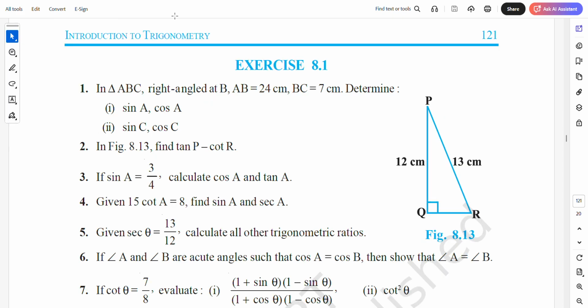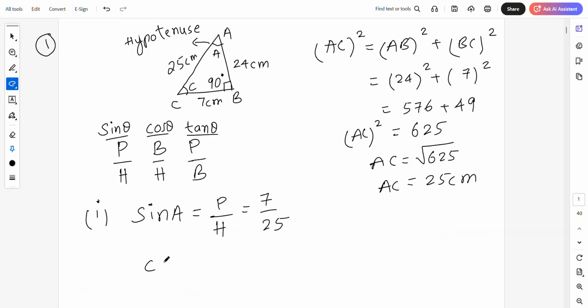What is cos A? Cos A is equal to base by hypotenuse. Cos of A, the base is 24 divided by hypotenuse 25. Sin A is 7 by 25, cos A is 24 by 25.